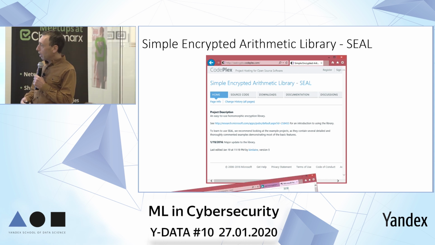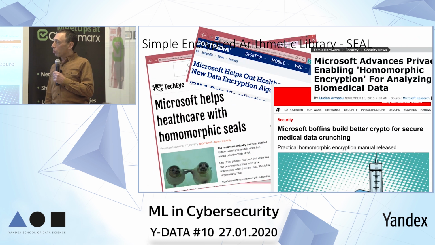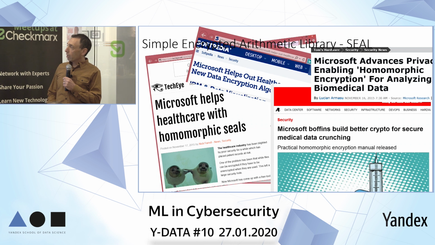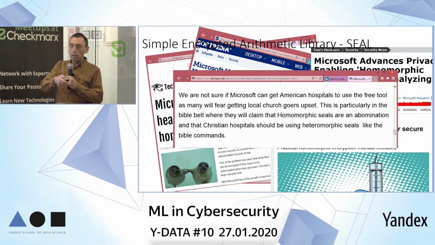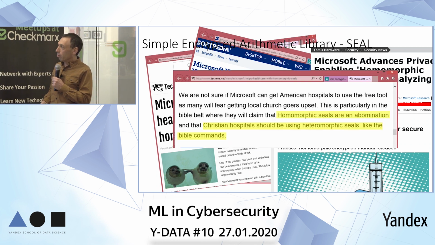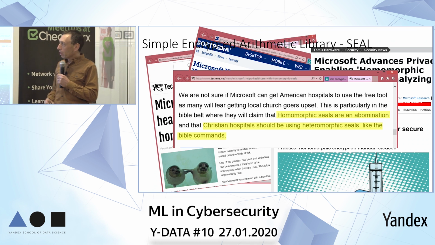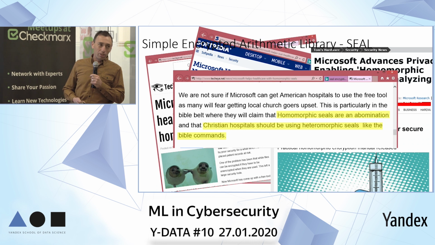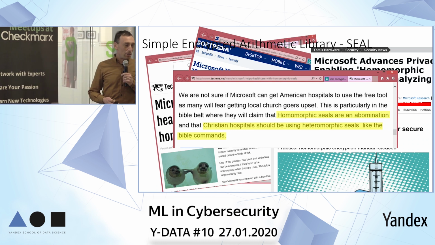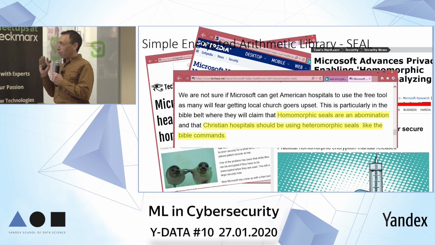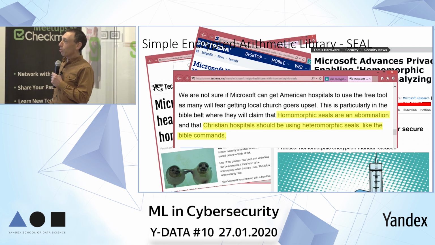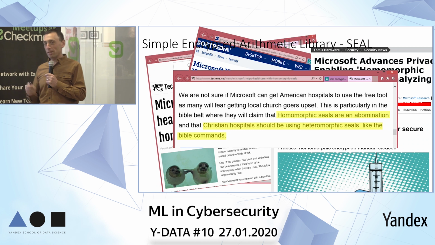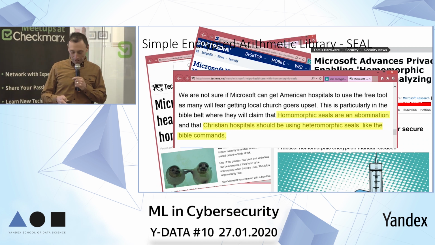And when we published it, somehow all sorts of bloggers found out about it. One of them was really creative. I'll let you read it for a second. Okay, so they were suggesting that homomorphic encryption is something that some more conservative people would not appreciate, and we should have heteromorphic encryption, but we're still working on that.